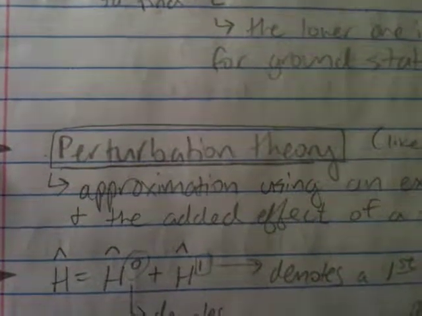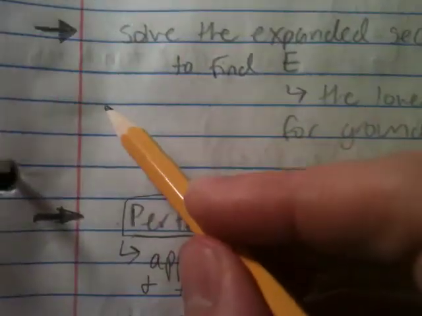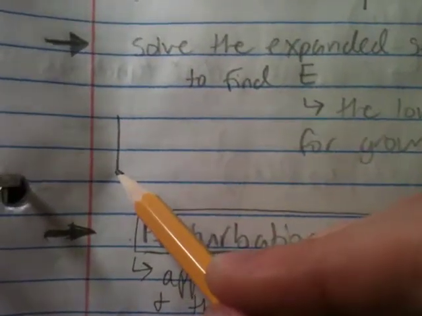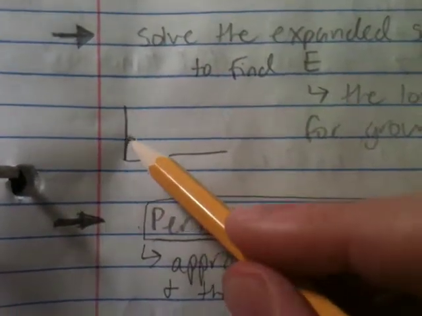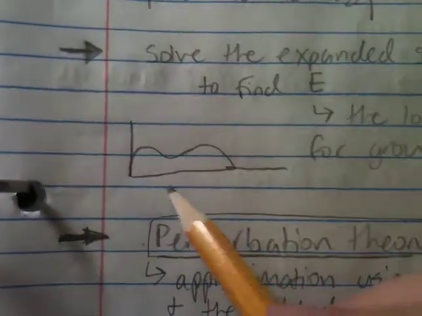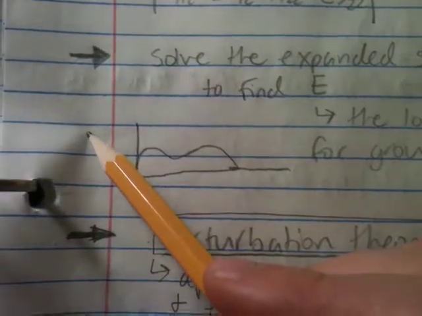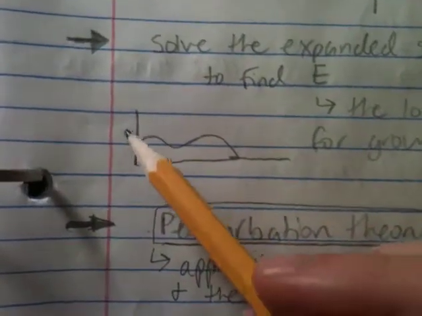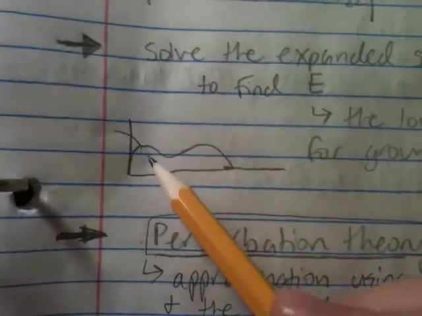Alright guys, perturbation theory. Conceptually you can think of this as: you have your normal function like this, very nice, then suddenly you introduce a field. You introduce a field that has some sort of force acting in that field, maybe some sort of electric field that does this.